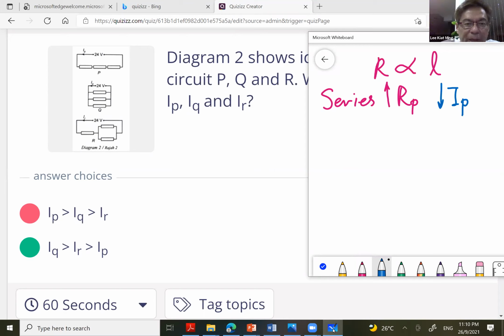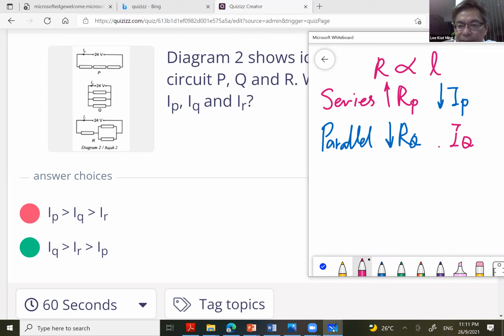Clear? And let's talk about parallel. The fully parallel circuit is going to be circuit number 2, which is Q. The resistance of Q will be the lowest. But when you talk about current, it will be the opposite. So current for Q will be the highest. They ask you to do an arrangement of which one will be the biggest current and which one will be the smallest current. So let us take a good look. We know that current for Q will be the highest.